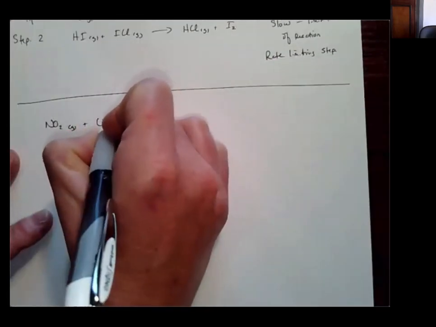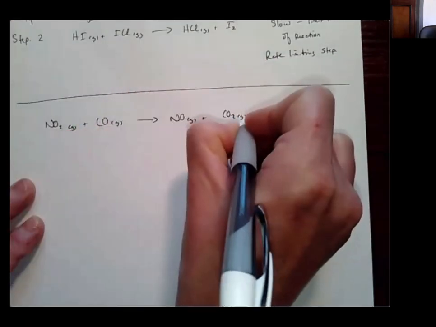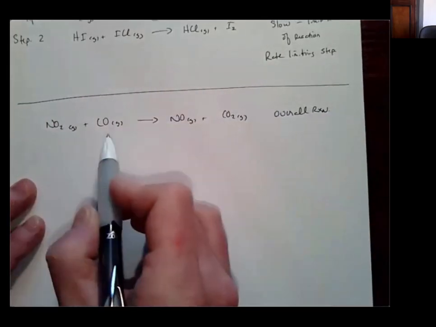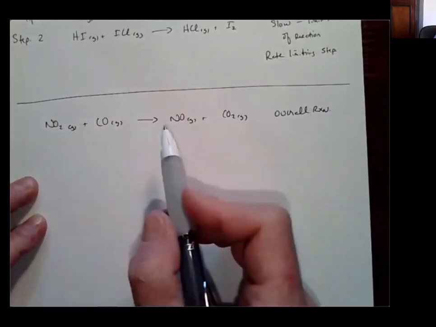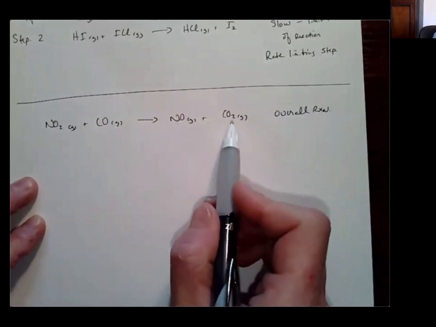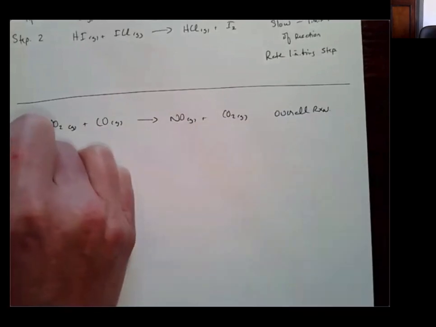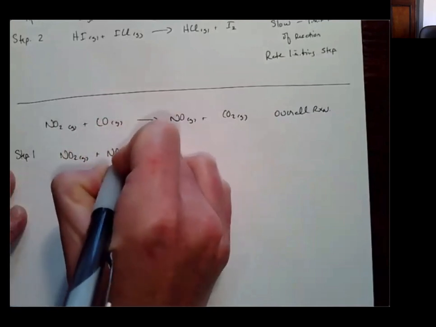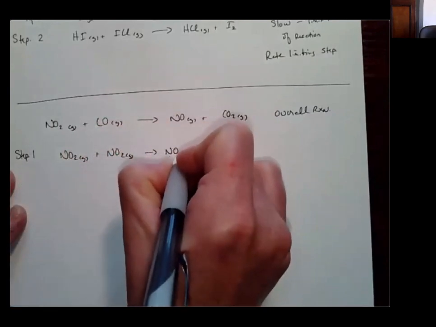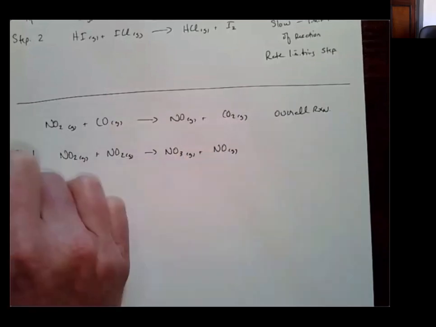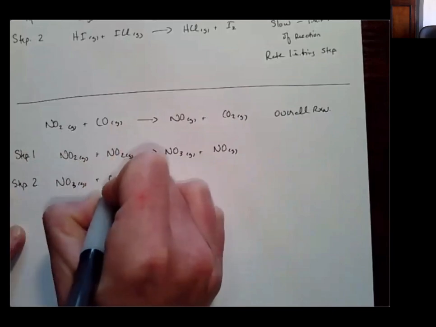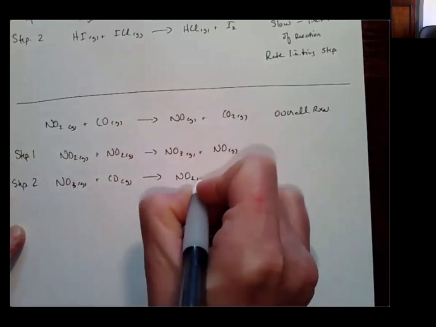Let's look at another reaction. NO2 plus CO. So this would be my overall reaction. I have nitrogen dioxide reacting with carbon monoxide, producing nitrogen monoxide and carbon dioxide gas. Let's see, these are my steps. So I have step 1, NO2 reacts with another NO2 to form NO3 and NO. And step 2 happens when NO3 reacts with CO, to form NO2 plus CO2.